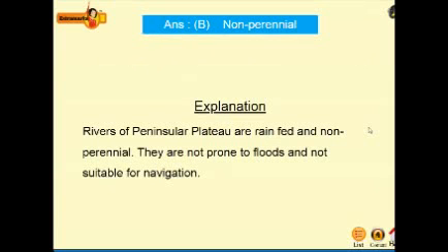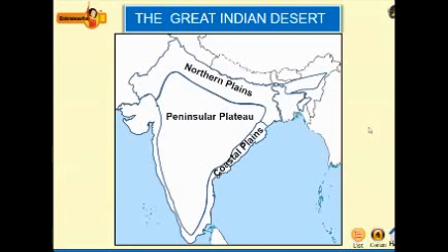Non-perennial river. The explanation: rivers of the Peninsular Plateau are rain-fed and non-perennial. They are not prone to floods and not suitable for navigation. Is it clear? We'll move on to the Great Indian Desert.